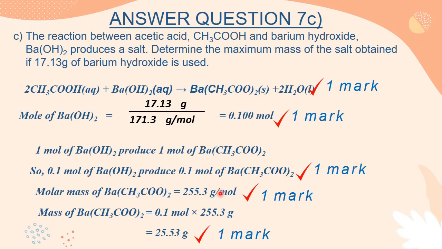So this is the molar mass. To calculate the molar mass, you know, barium plus 2 carbon plus 3 hydrogen, you add them all. Barium plus 4, this is 2 times 2 gives 4, plus 6. Okay, 4 carbon, 4 carbon plus 6 and plus 32 times 2. So adding the total, this is the molar mass for barium acetate, 255.3 gram per mole.